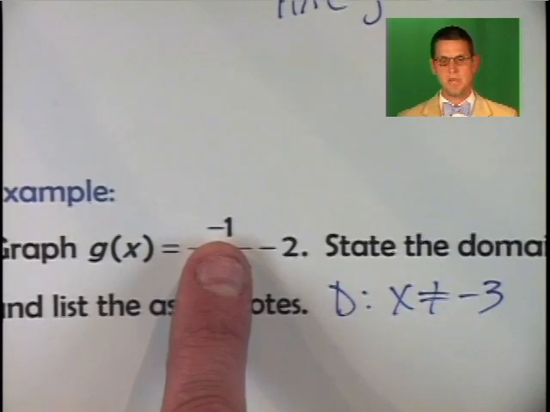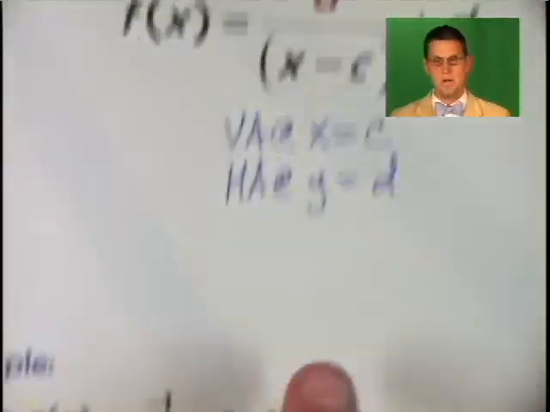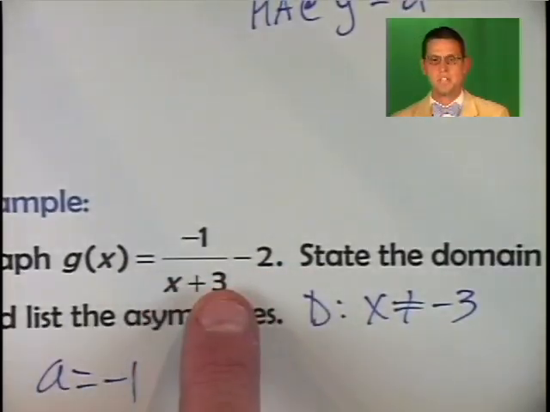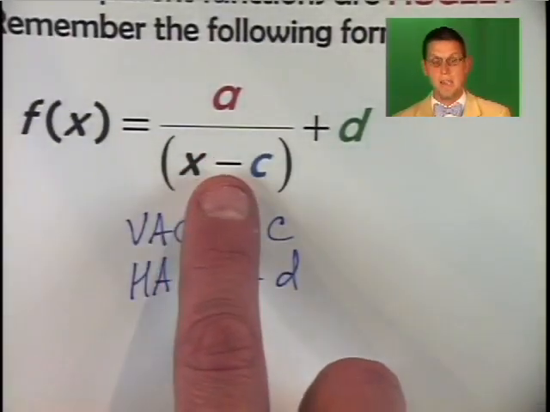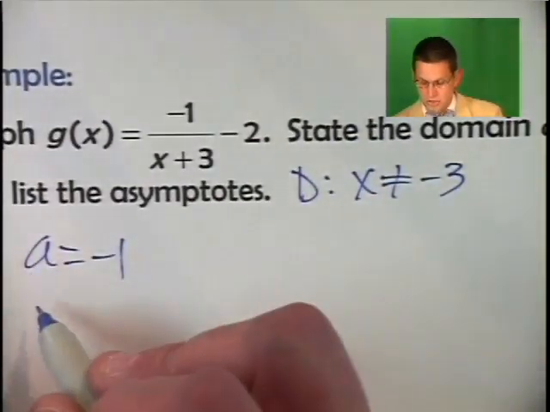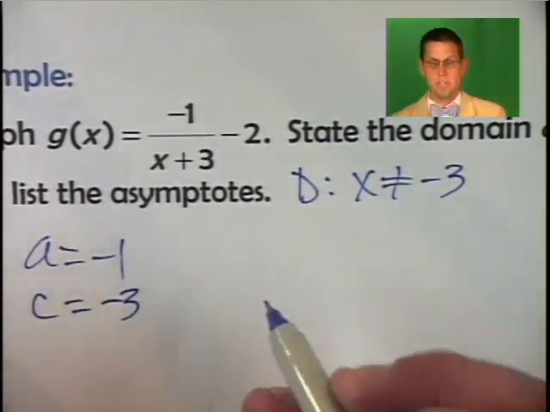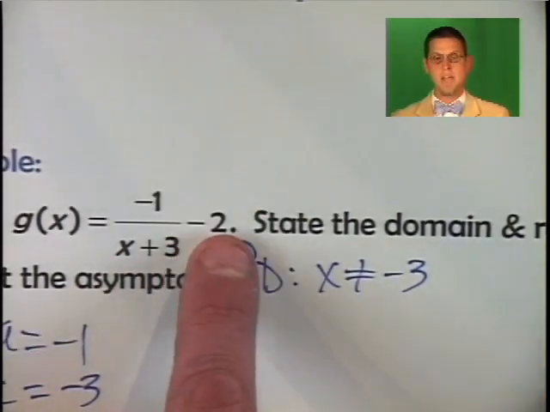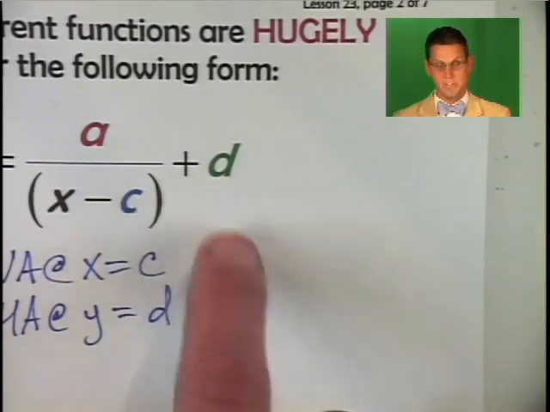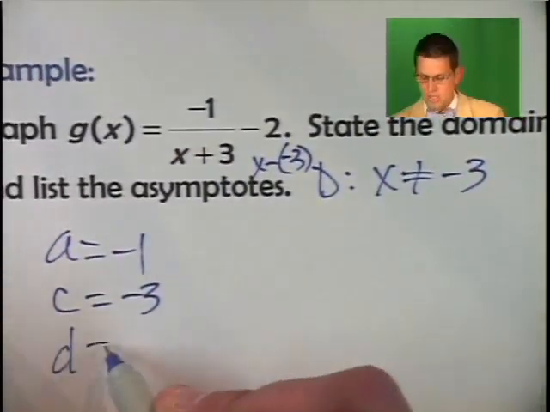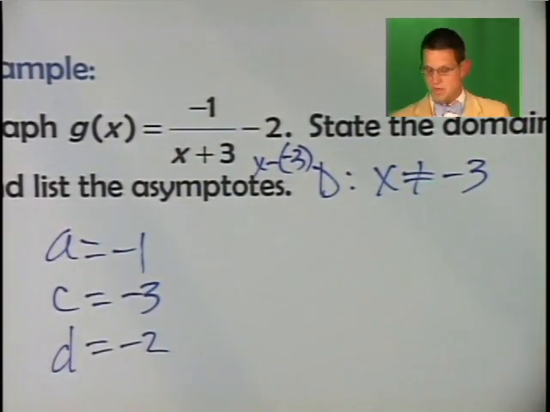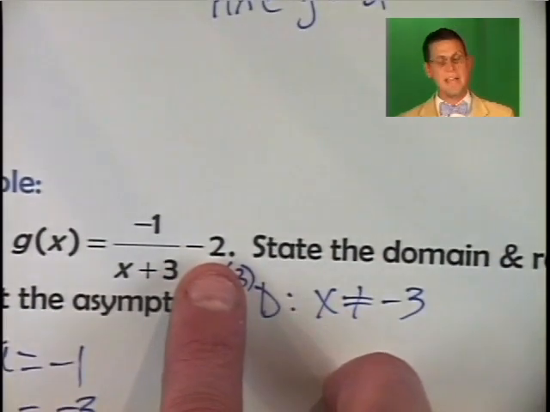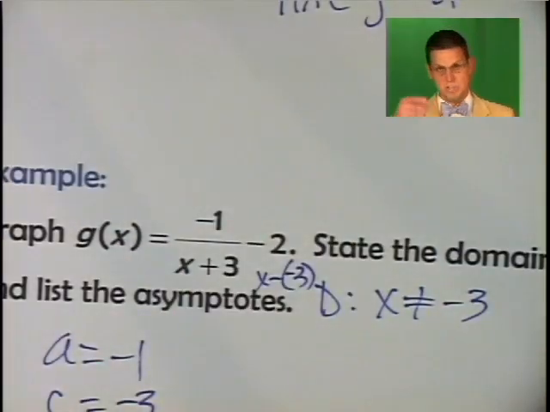Well, notice that in this case, if I fit it to this pattern, my a is negative 1. So let's go ahead and list that. A is negative 1. This is x plus 3, which is really x minus negative 3. So my c value is really negative 3. If you wanted to write that as x minus negative 3, that's fine. This minus 2 is really like our plus d. So d is going to be negative 2. So what this really does to our parent function is it moves it left 3, it moves it down 2, and it reflects it across the x-axis.